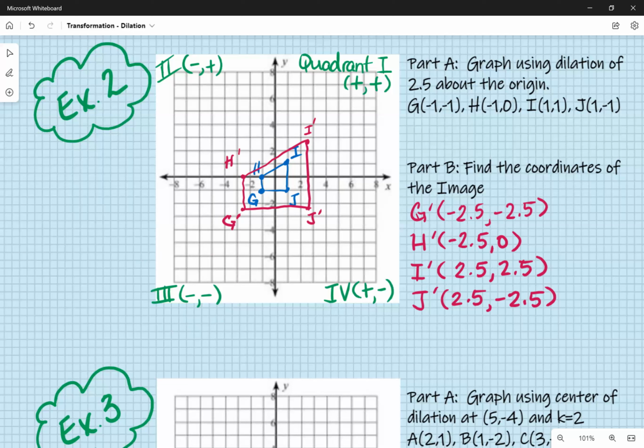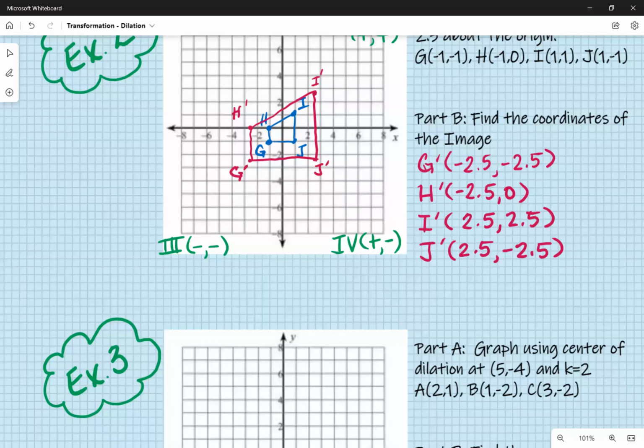For H, that's simply on my x-axis, so whatever number it lands on, which is -2.5, and then it doesn't go up or down, so that's why I have a 0 there. That's what that's going to be. So I prime and J prime, they do have the correct signs.